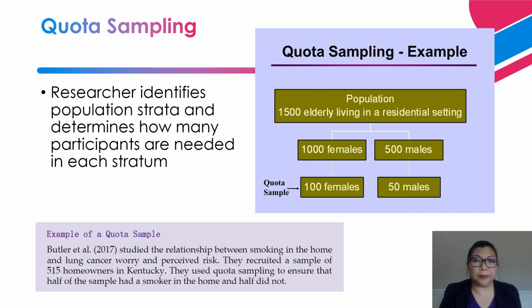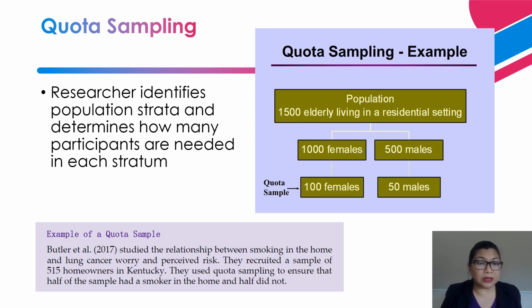Quota sampling. Here the researcher identifies population strata and determines how many participants are needed in each stratum. For example, you have a population of 1,500 elderly living in a residential setting. Usually there are 1,000 females and 500 males. In your quota sampling, you will determine, I would need about 10%, which is maybe 100 females and maybe 50 males. It could be proportional or it could be disproportional.